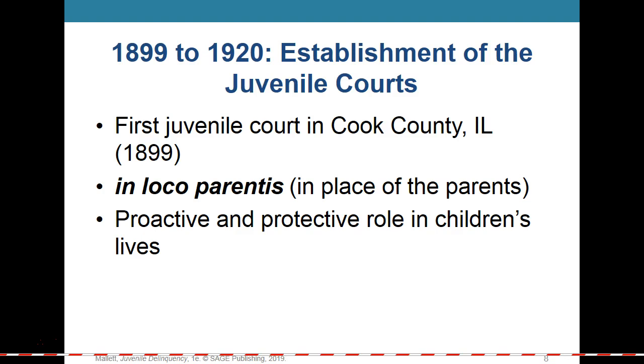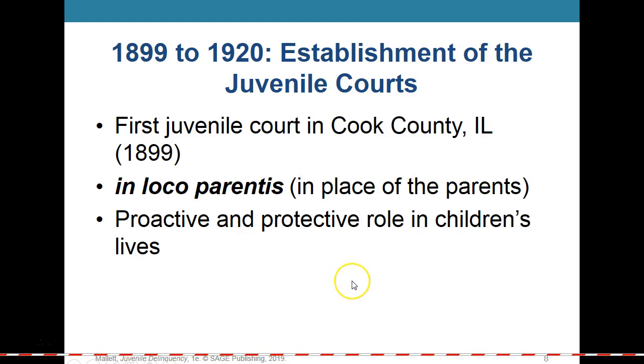1899 to 1920, this was the establishment of the juvenile court. In 1899 was the establishment of Cook County Juvenile Court in Chicago. It was an institution that, as I've said, led to the in loco parentis, in place of the parents. That's important to know and to recognize.